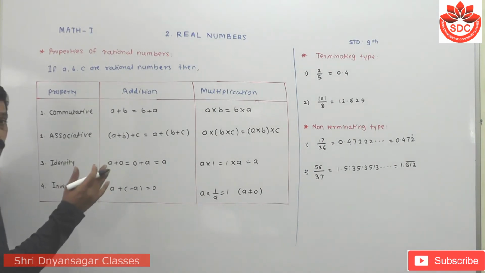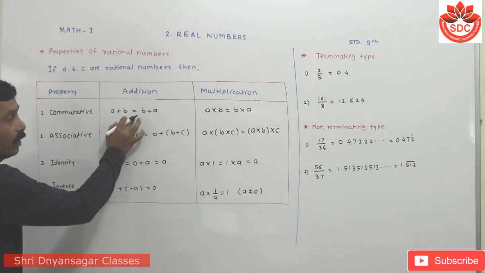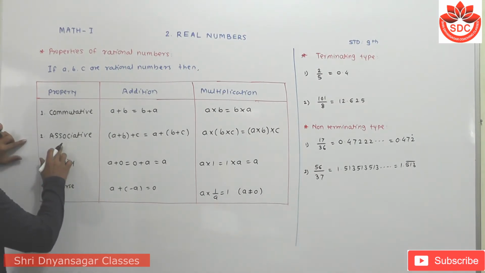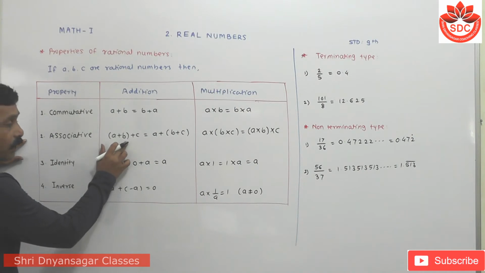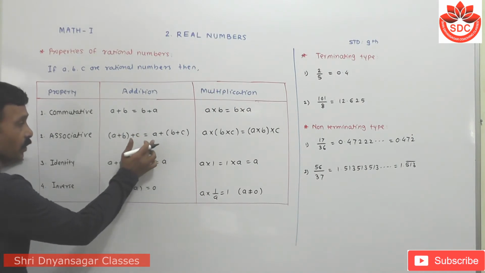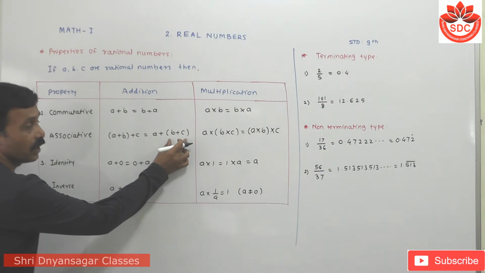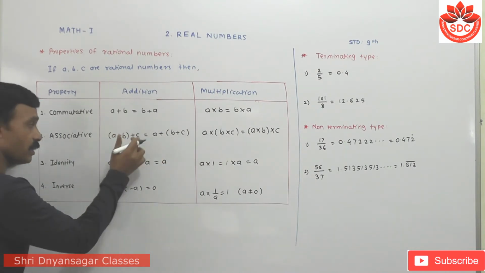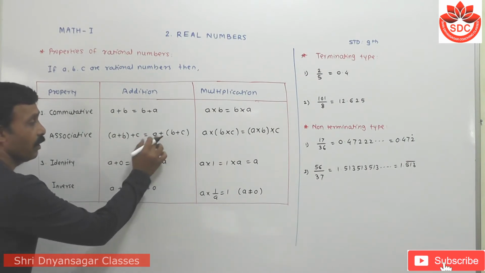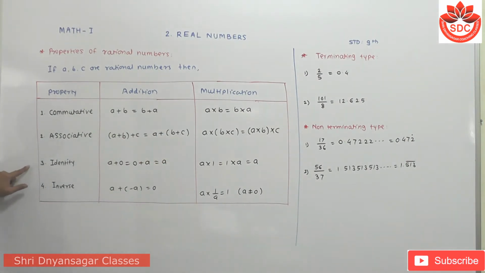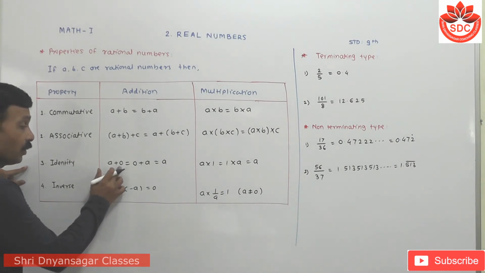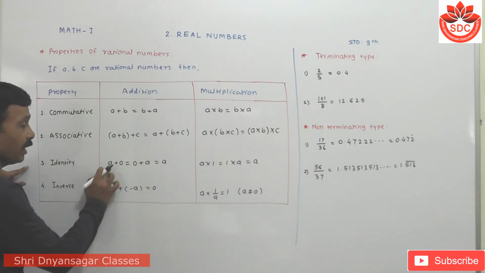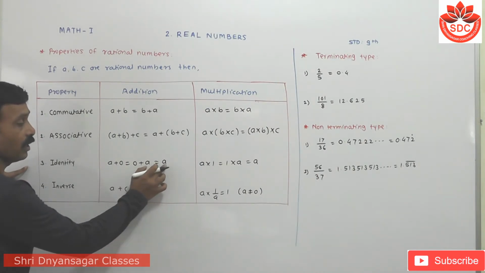म्हणजे A मध्ये B मिळवा किंवा B मध्ये A मिळवा, addition equal असेल. Second one is the associative property. A plus B in first bracket plus C is equal to A plus, B plus C in bracket. It means that if you add A plus B and then plus C, it is also equal to B plus C plus A. Then identity means that if you add 0, there is no change in the value. It means that A plus 0 is equal to 0 plus A is equal to A.